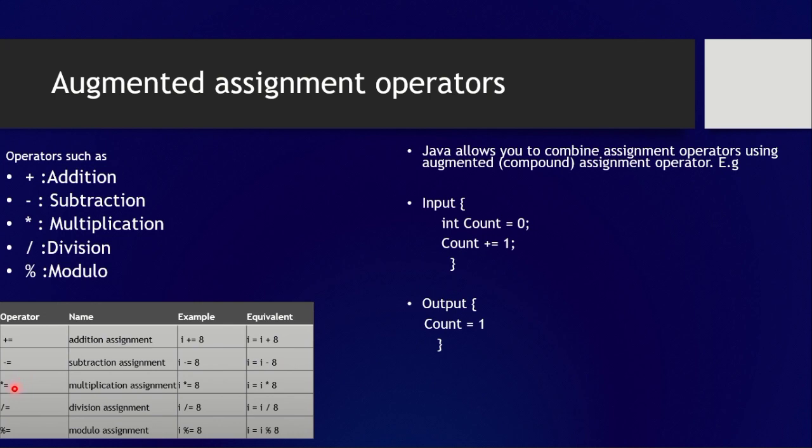Star equal to, or asterisk equal to, that's multiplication assignment. So if I is 1, we're going to say I is equal to I multiplied by 8, which is the same as 8. Division, same thing. And modulo, with modulo, you can try to experiment with that one. Yeah. So you can have an input like int count equals 0, and then count plus equal to 1, meaning count will say 0 plus 1. So the value of count would be equal to 1, or this value plus this value, right? There we go.